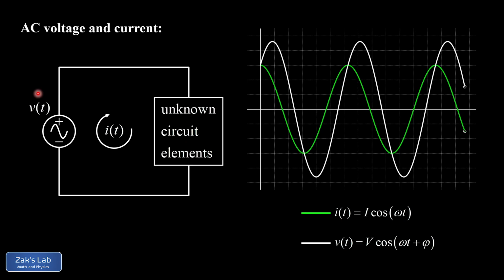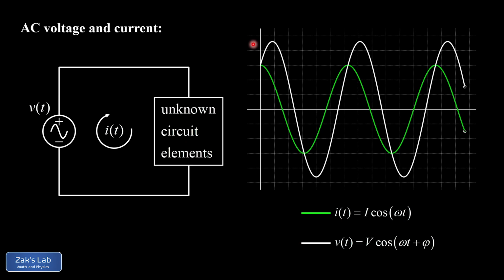So to get started, recall that in AC circuits, we drive the circuit with a sinusoidal voltage, and we see a sinusoidal current oscillating back and forth in the circuit, and the voltage and current are not necessarily in phase with each other. So just to be general, we usually say that the current, little i of t, is given by big I cosine omega t, where big I is the current amplitude. And we call our voltage function little v of t, and that's given by big V times cosine of omega t plus phi, where big V is the voltage amplitude and phi is the phase angle. So that's the phase difference between the current and voltage functions.